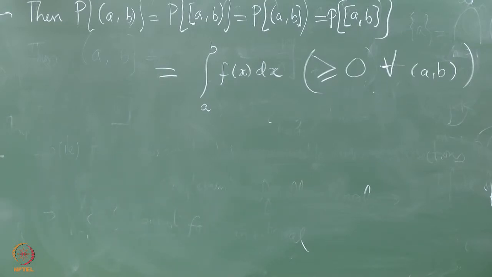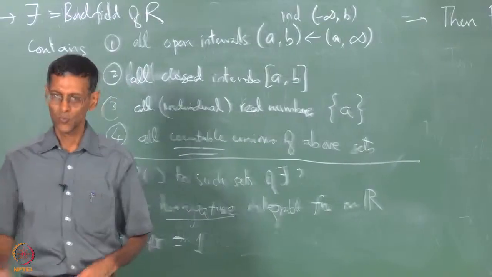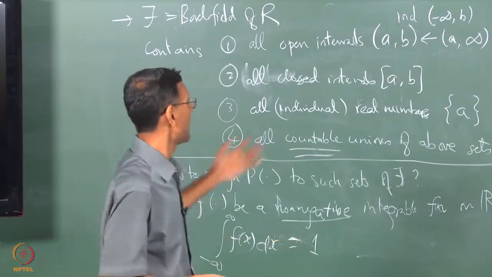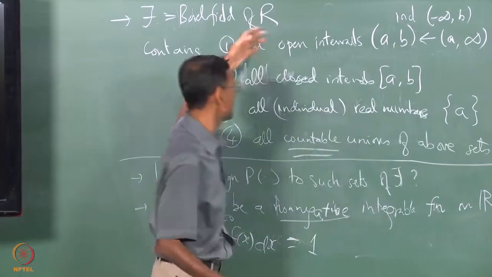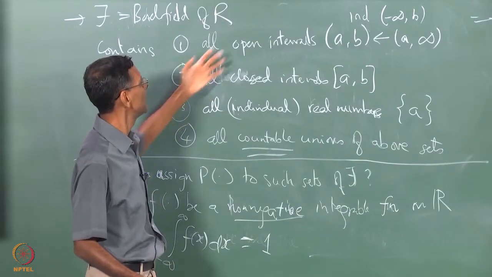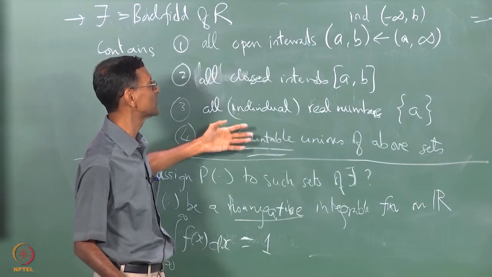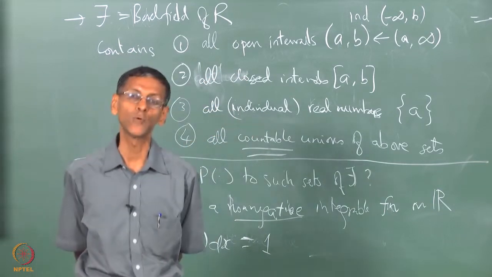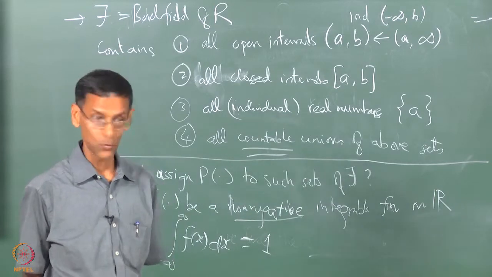Note that this is the most popular way of assigning probability, and can we cover all of these? Yes, we can. We have covered open intervals, we have covered closed intervals. It turns out that if you look at individual points, you will get what probability? 0.